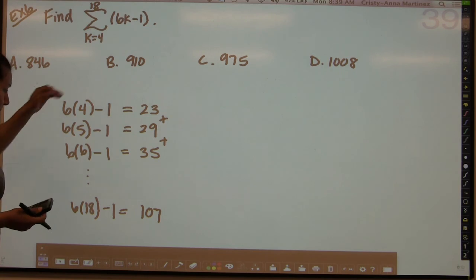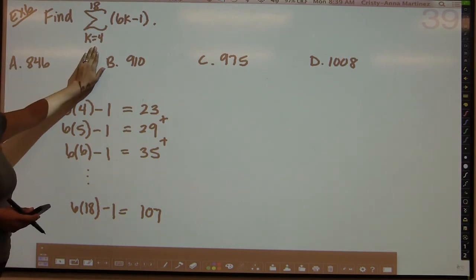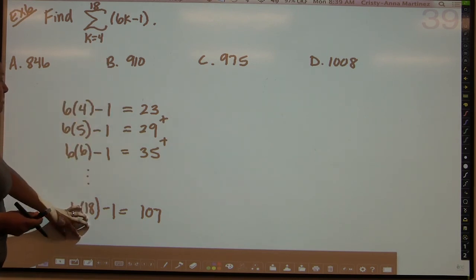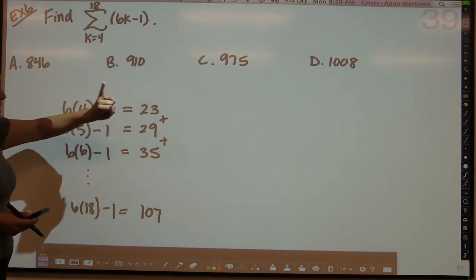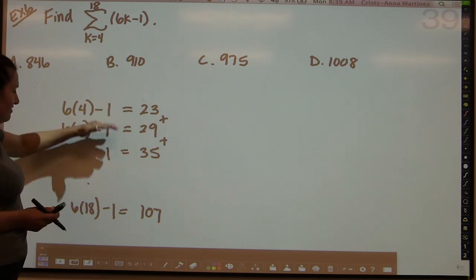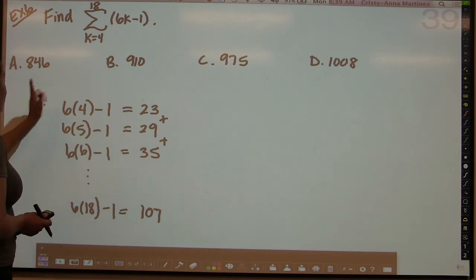And you can tell that what's happening here is you're not starting with the 1st term. You're starting with the 4th term. So there's already 3 terms missing. So you're not doing this 18 times. You're doing it 15 times, because you're not counting the 1st term, the 2nd term, or the 3rd term. So 18 minus 3 is going to give you 15. You're going to have 15 of these values, and then you're going to add them all up, and you're going to decide whether it's A, B, C, or D.